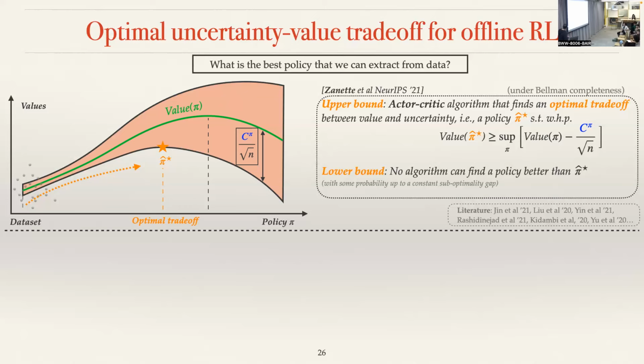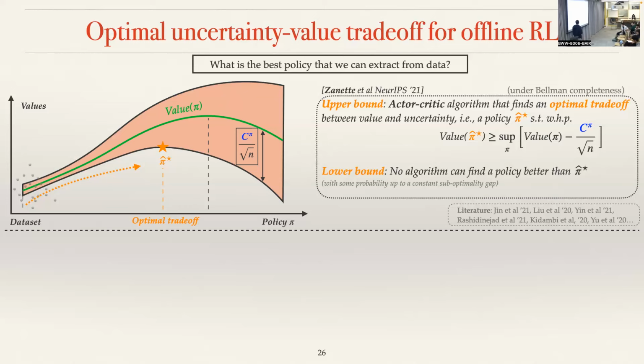The bias is generally unknown. The variance you can try to estimate. In offline RL, there is sort of a similar notion, if you want. You would like to balance the value of the policy that you return, which is unknown to you, with its uncertainty. And so guarantees for offline reinforcement learning algorithms generally look something like this.